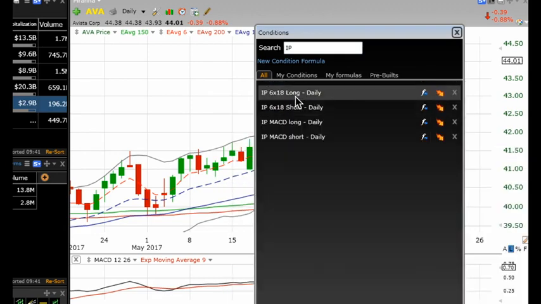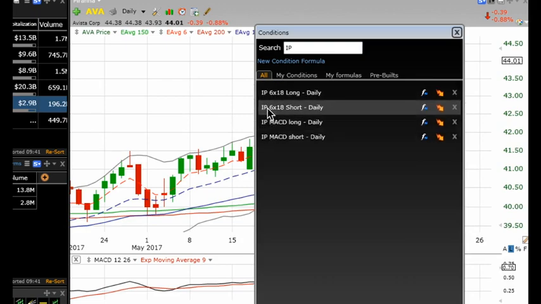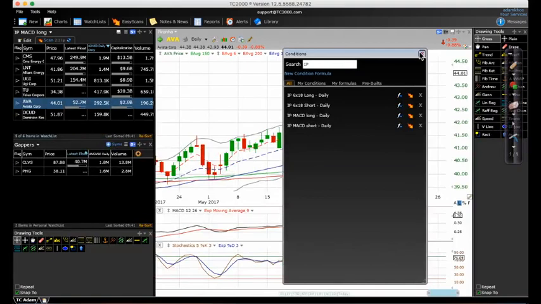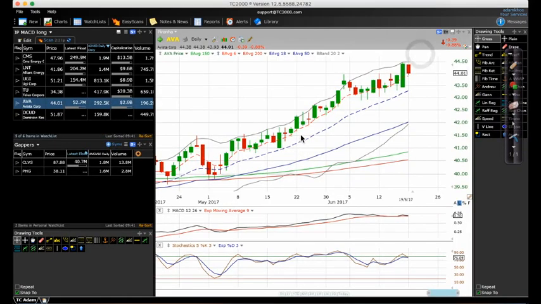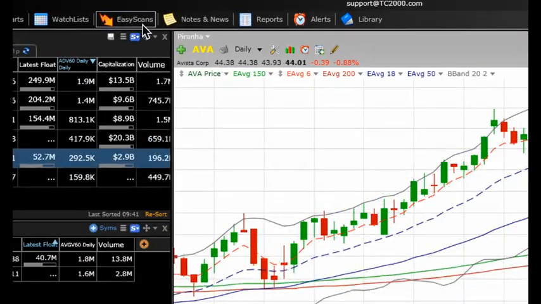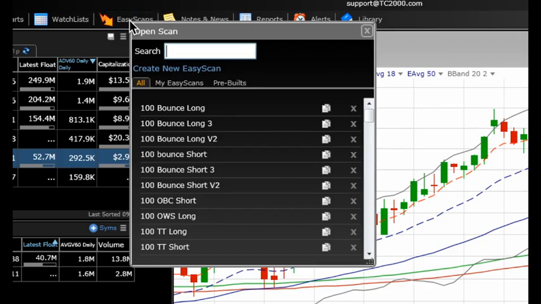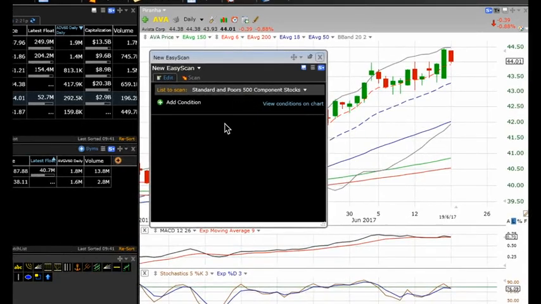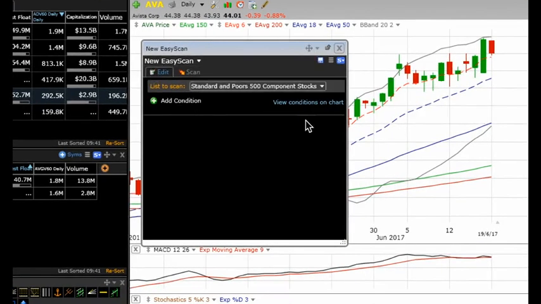So that's step one. Create these four condition formulas or PCF scripts. Now, once you've created the scripts, you have to create an easy scan. Now, how do you create an easy scan? You go to this icon, click on easy scan, create new easy scan. Now, you have to create a total of 4 easy scans for the 4 PCF scripts, okay?